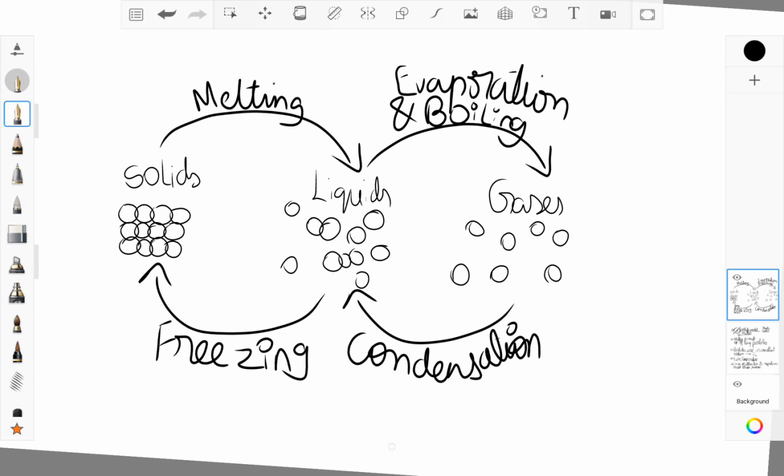We'll be looking at melting, evaporation, and boiling more in detail. We'll be looking at them in detail later on in the video as well. So, yeah.